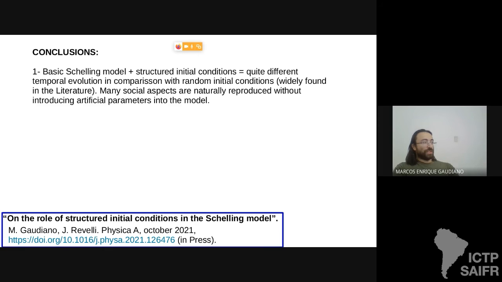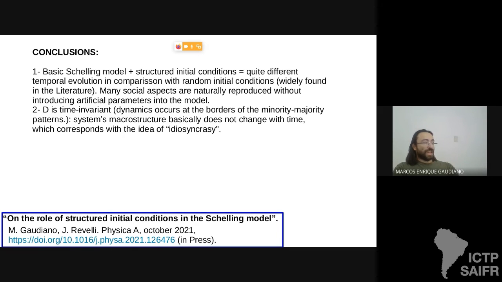The conclusions are those of the article I am showing here, which is currently online. It has been published today. By adding hierarchically structured initial conditions to the most basic Schelling model, the time evolution is quite different in comparison with assuming random initial conditions, which are usually found in the literature. Many social filters are naturally reproduced without introducing artificial parameters into the model.